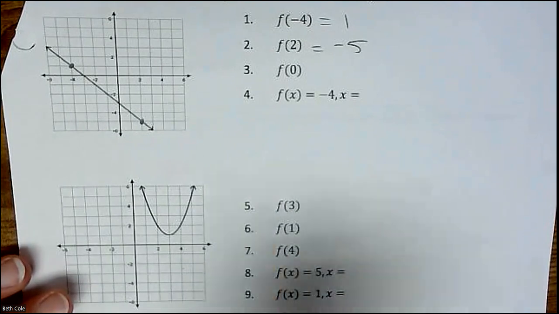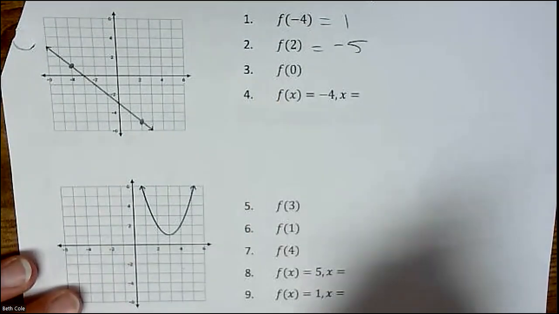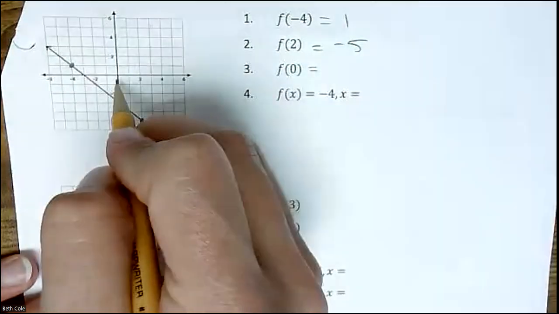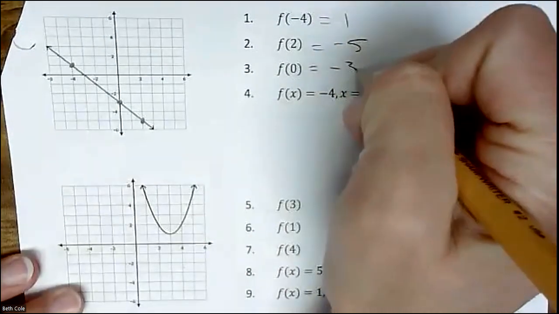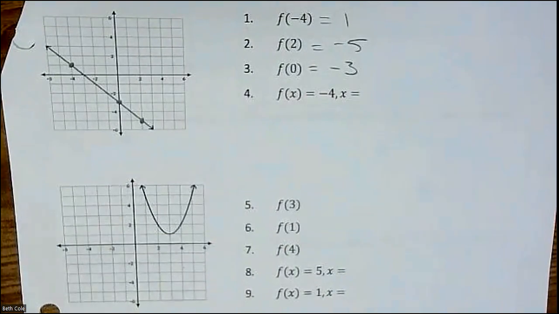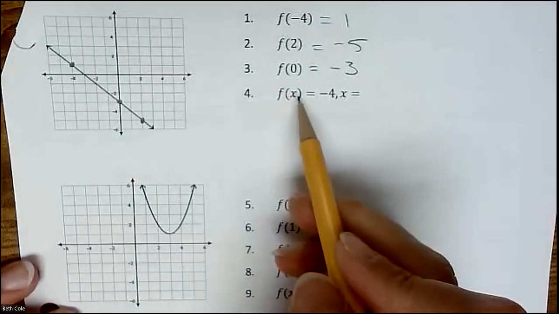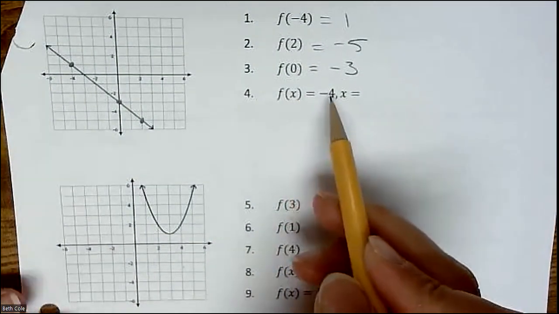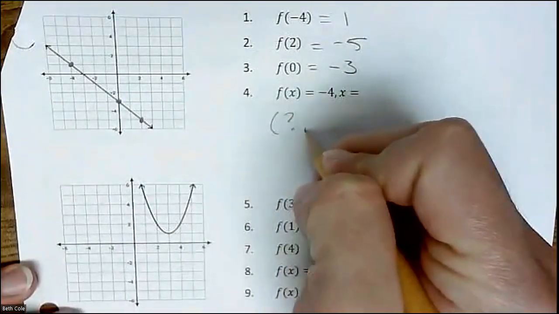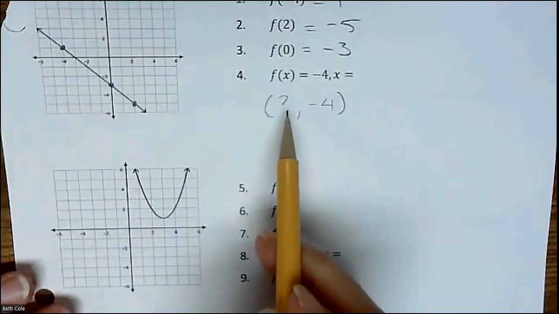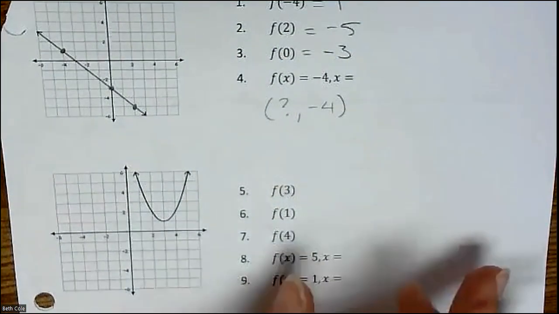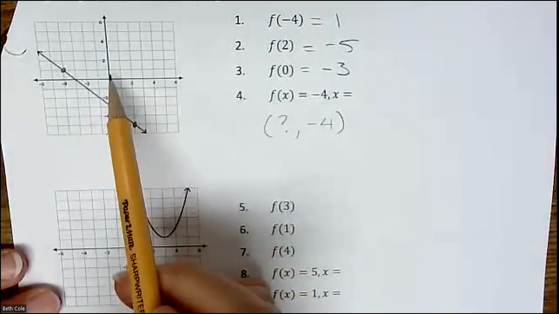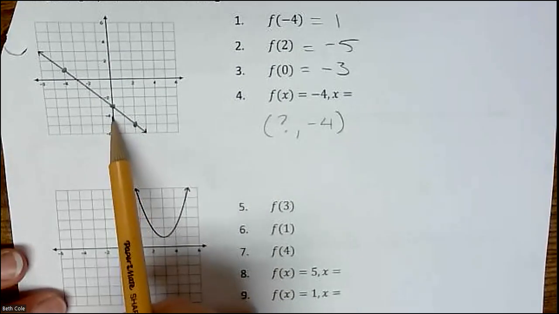It's awesome. All right. And then f of 0. So you want the point 0, comma, something. -3. Beautiful. Now this one's backwards. It's saying f of x or y is -4. What is x? So it's like this. It's something, comma, -4. So you're going to find -4 on the y-axis. Watch me point to it.